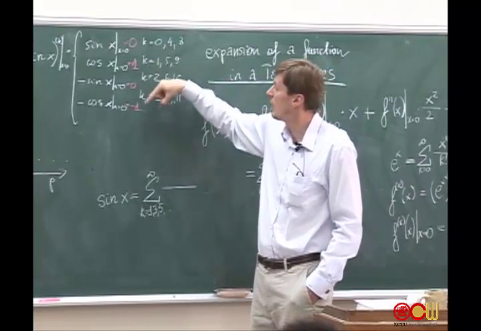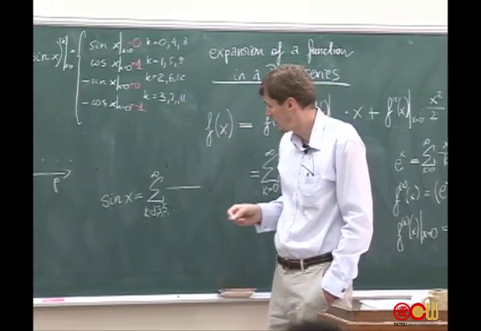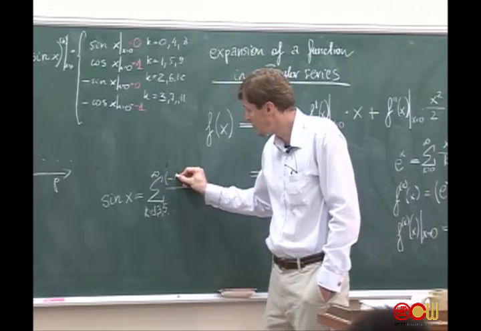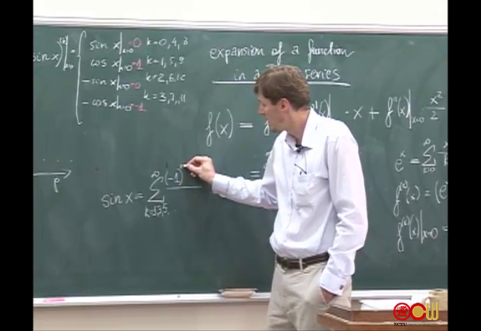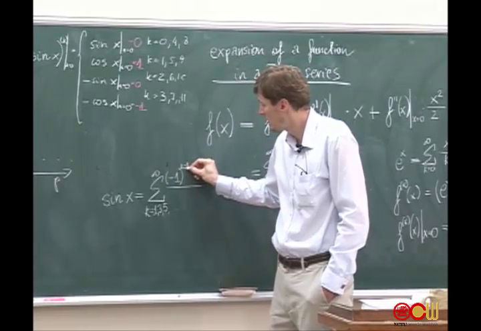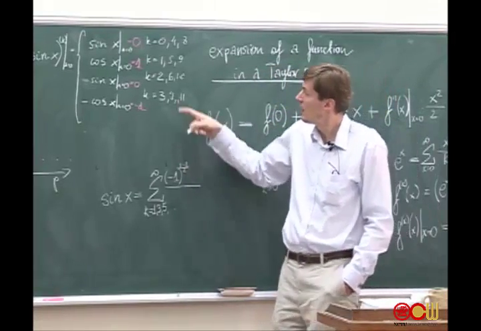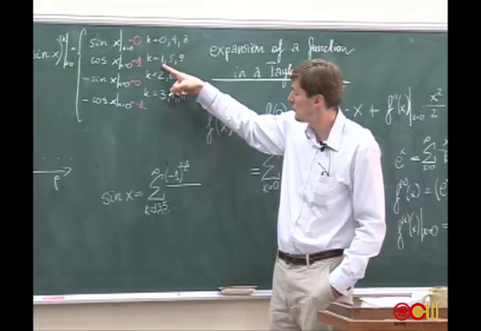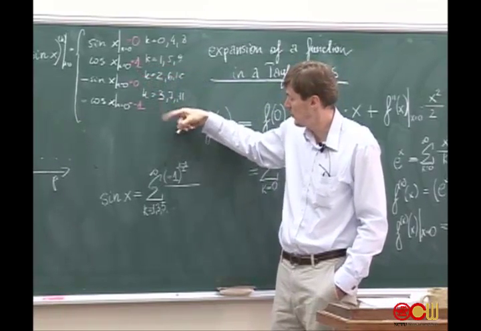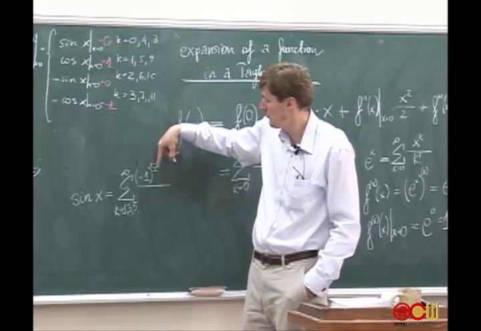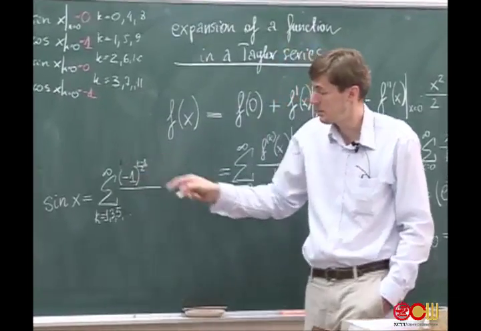Then it will be 1 minus 1, 1 minus 1, 1 minus 1. How to put this one? Well, the easiest way of representing this one would be minus 1 to the power (k minus 1) divided by 2. Check if it works. k minus 1 would be 0, divided by 2 is 0, minus 1 to the power 0 gives me 1, correct. 3 minus 1 is 2, 2 divided by 2 is 1, minus 1 to the power 1 is minus 1, correct. So this one works.